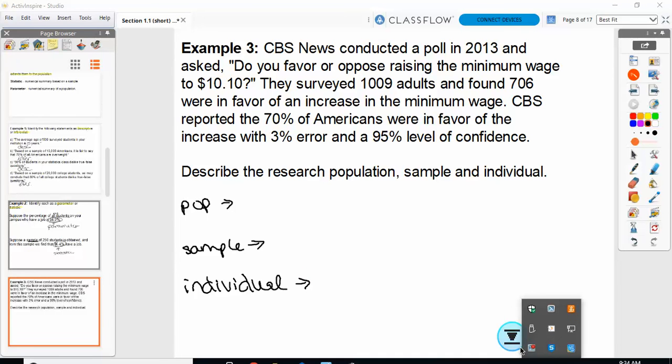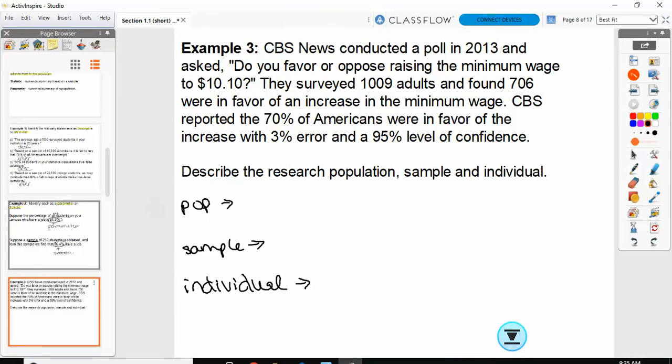CBS conducted a poll in 2013 and asked, do you favor or oppose raising minimum wage to $10.10? They surveyed 1,009 adults and found 706 were in favor of the increase of minimum wage. CBS reported that 70% of Americans were in favor of the increase with 3% error and 95% level of confidence. Okay, there are a ton of numbers in here, but most of them aren't really relevant to what the question I'm asking you. Okay, sometimes it's not specifically stated.